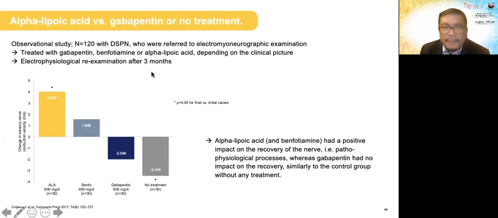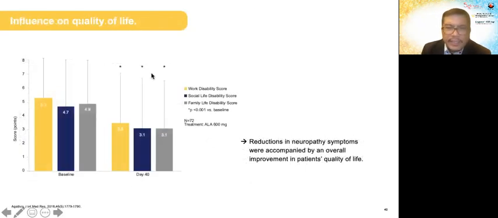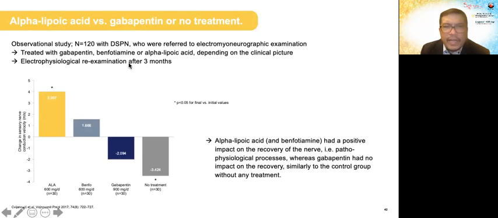This observational study, on the other hand, was more mechanistic, no, more objective, because they looked at electromyoneurographic examination. So these are patients treated with pregabalin, benfotiamine or alpha-lipoic acid depending on the clinical picture, and they looked at electrophysiologic re-examination after 3 months. So if we look at the change in sensory nerve conduction velocity, so this is more objective, you will see that there was improvement after 3 months of therapy for those patients given alpha-lipoic acid at 600 milligrams per day, benfotiamine at 600 milligrams per day, and there was actually worsening or non-recovery for those patients not given treatment, as well as for those patients given gabapentin.